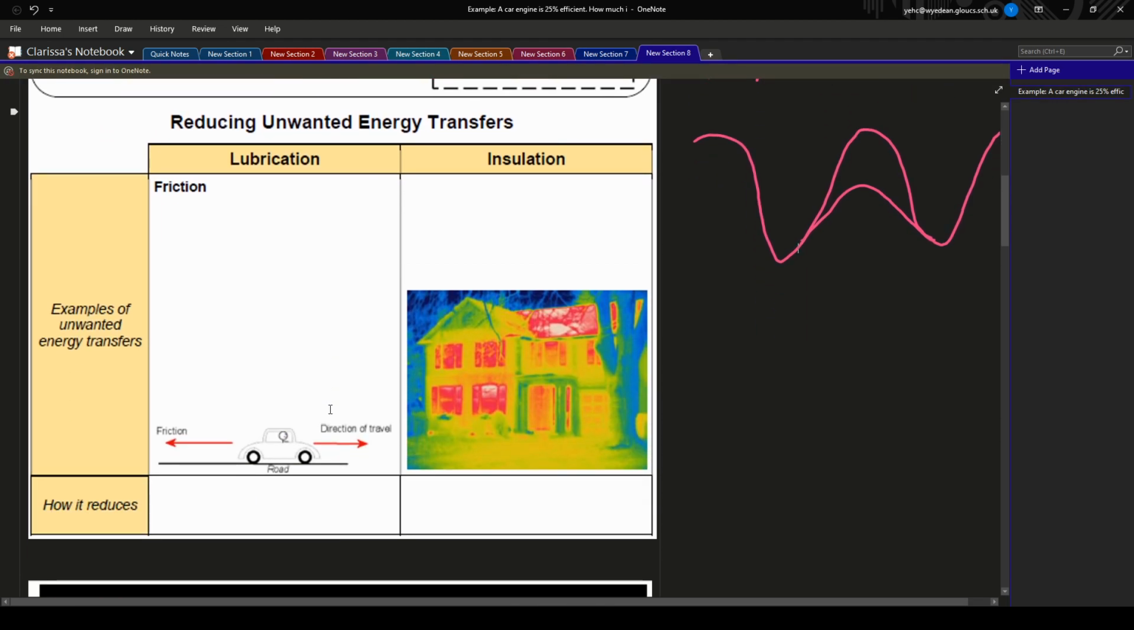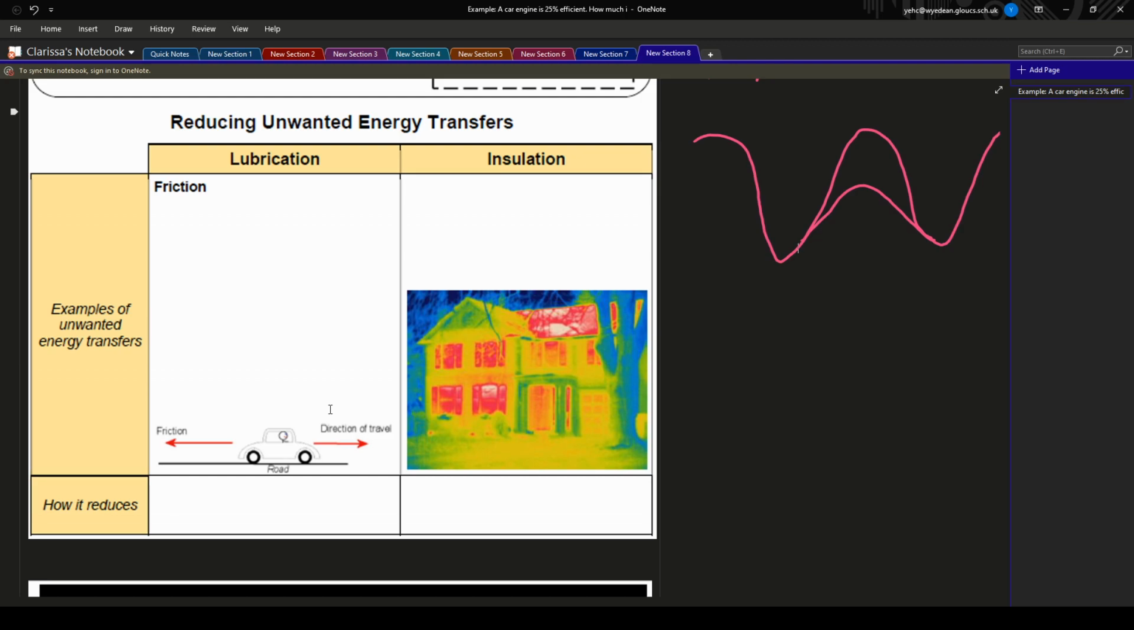So, when it comes to engineering, when we're building appliances or anything like that to make things useful for us, we want to make sure that we reduce as much unwanted energy transfer as possible. So we want to reduce the amount of wasted energy that we have. And the reason why we want that is because then we don't have to use as many resources, right?